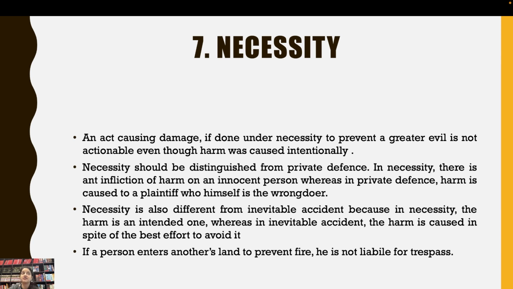Correct? Now, for example, if there is a fire happening, and you pick somebody up and push them, you cannot hold somebody liable for the tort of battery. Why? Because you did not want to hit them. That injury caused will not be as a result of what? Intention. It was to prevent greater damage. If you enter somebody's land to prevent fire, it will not be a trespass.